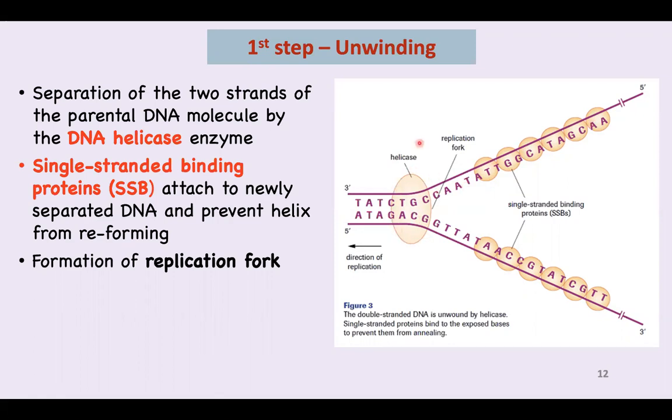So awal-awal, the separation of these 2 strands of the parental DNA molecule is by the enzyme DNA helicase. Okay, bila dia dah bukakan, so the SSB akan tolong attach to the newly separated DNA which prevents the helix daripada jadi double stranded balik. Okay, so that's the job of SSB, which is single stranded binding protein. So dalam first step unwinding ni is actually the formation of the replication fork. Yang terlibat, enzim yang terlibat adalah DNA helicase and also single stranded binding protein, which is SSB.